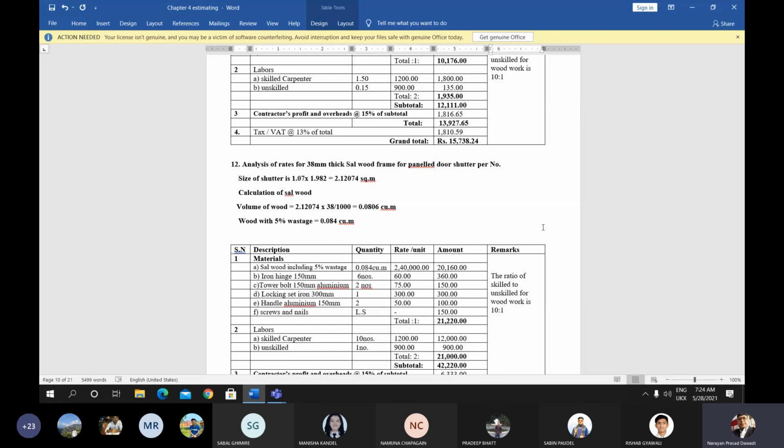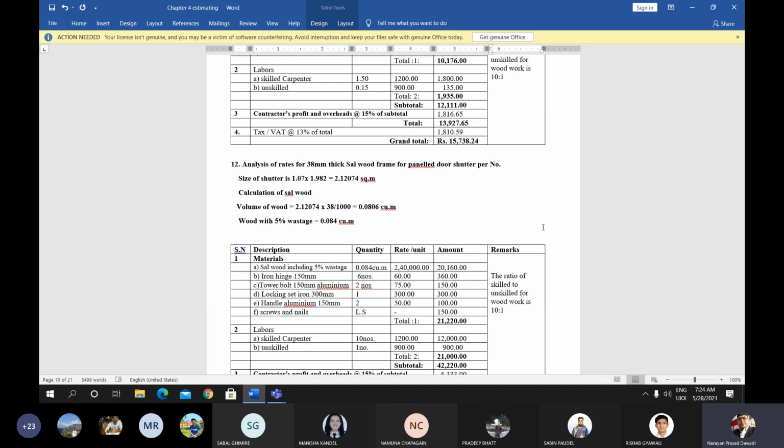This is the shutter which is made up of solid planks. That's why this is called a panel shutter. The thickness of the shutter is 38 mm. Now, the size of the shutter is given as 1.07 meter width and 1.982 meter height, which gives the value of the size of the shutter as 2.12074 square meter.